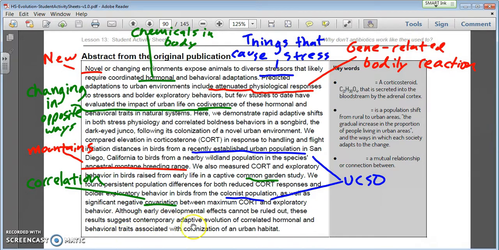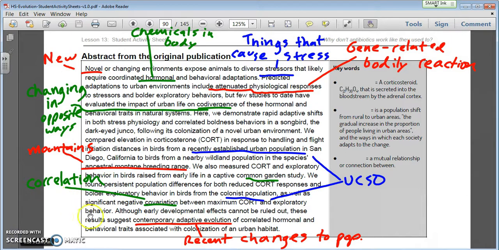Well, contemporary adaptive evolution: contemporary just means recent, and adaptive evolution just means there are changes in that population that are affecting the bird's reproduction or survival. So basically, all this is saying is just recent changes to the population.